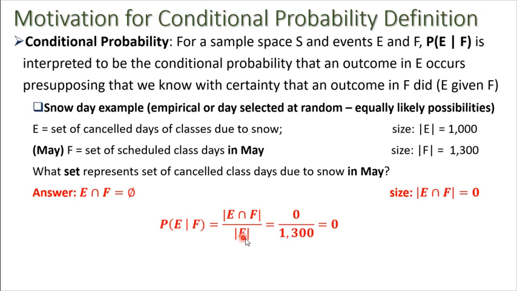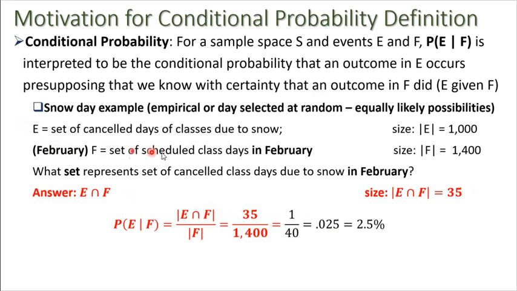And again, here we're dividing by the total number of days in May, not the total number of days. So to get the probability, we would be doing the size of E intersect F over the size of F, which would be 0 over 1,300, or 0, right? So this would be the probability that we had a day that was canceled due to snow, given that we're in May.